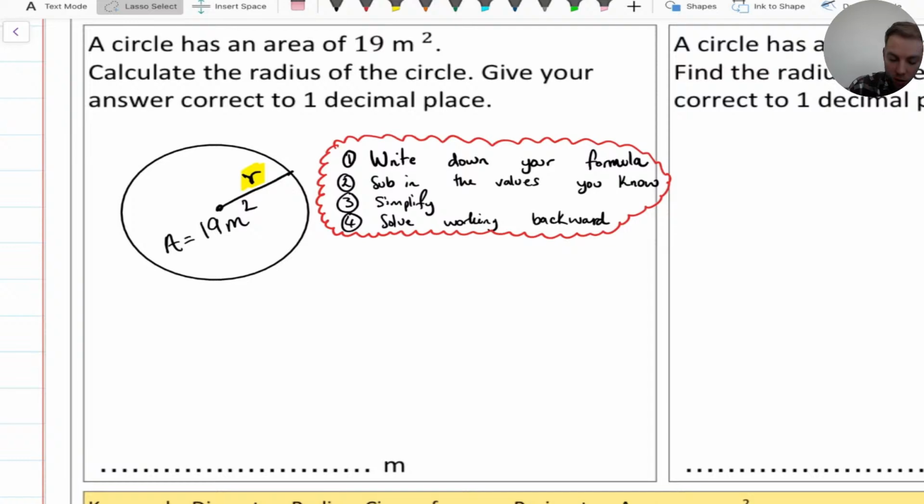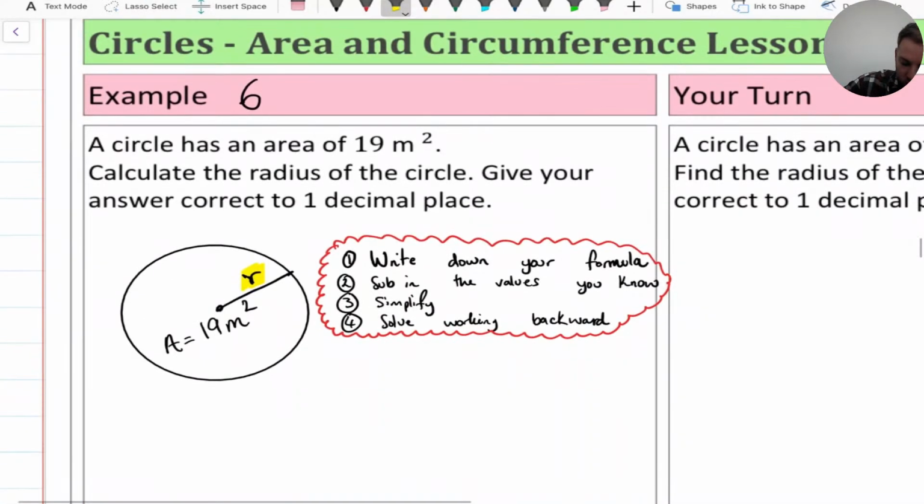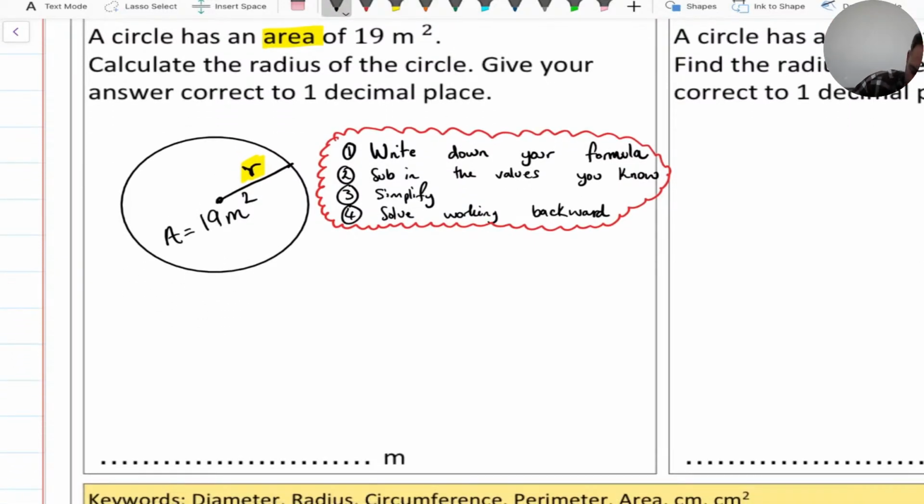So the first thing I need to do is to write down the formula. Now, what do I know? Do I know the area or do I know the circumference? Well, it's telling me the area. So what is the formula for the area of a circle? Well, the area of a circle is equal to pi times by the radius squared. So that's part one.